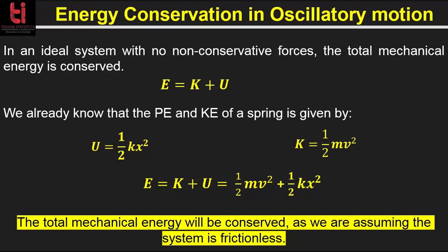So now I will discuss energy conservation in oscillatory motion. For the example of a mass on a spring, which we discussed in the previous lecture, the mass has kinetic energy K and potential energy U.